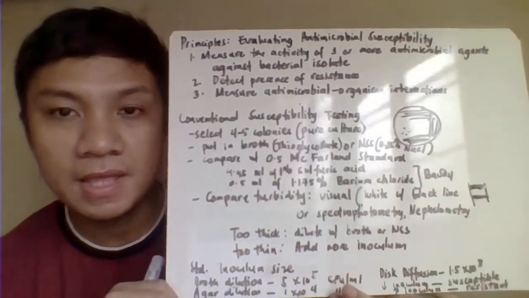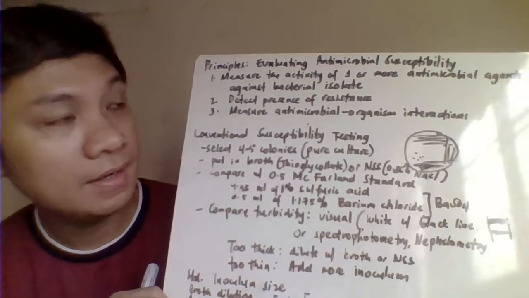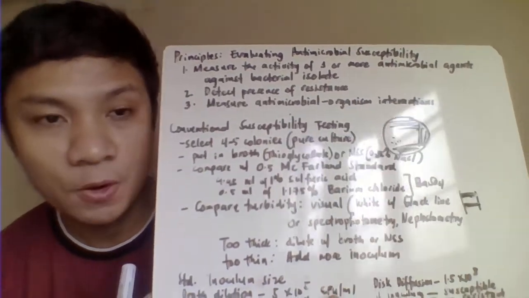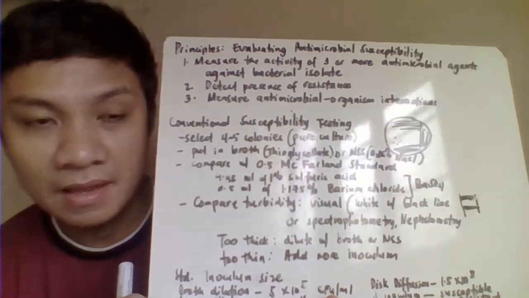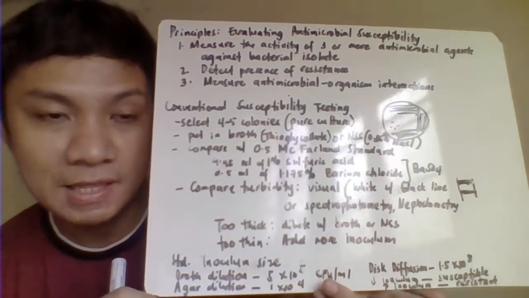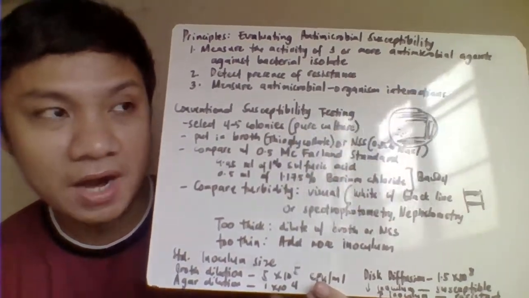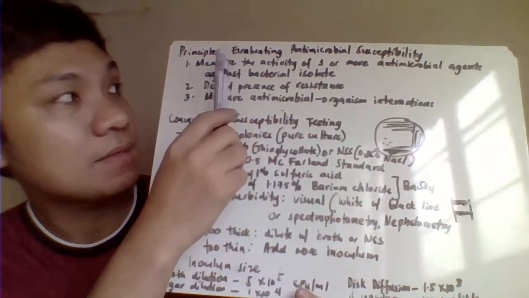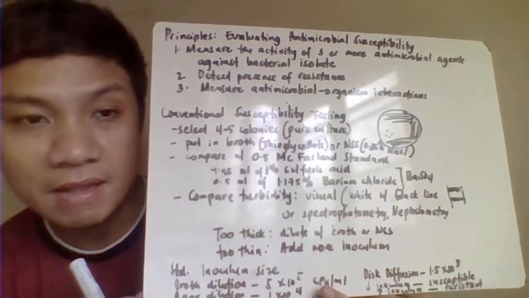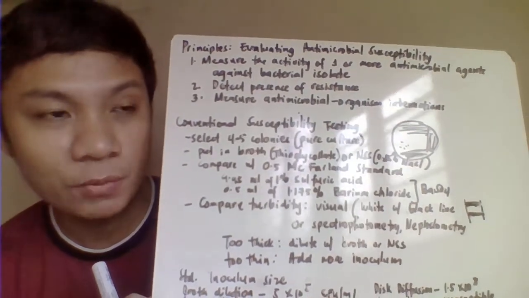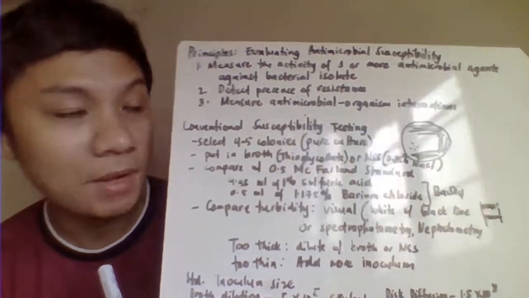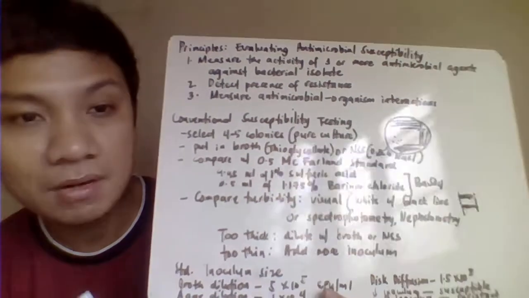Okay, we have here the principle of antimicrobial testing. Antimicrobial testing is just testing the effectivity of your different antibiotics against your isolated organisms. This would detect if your organism is resistant or susceptible. Also, it would allow us to measure the antimicrobial-organism interactions.